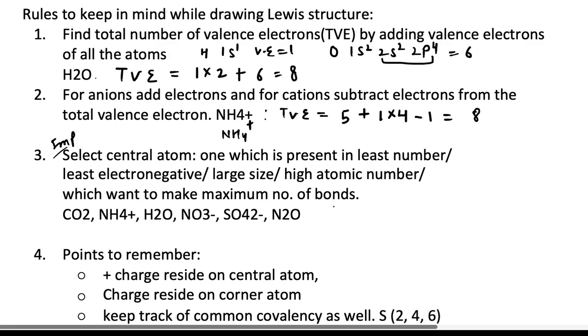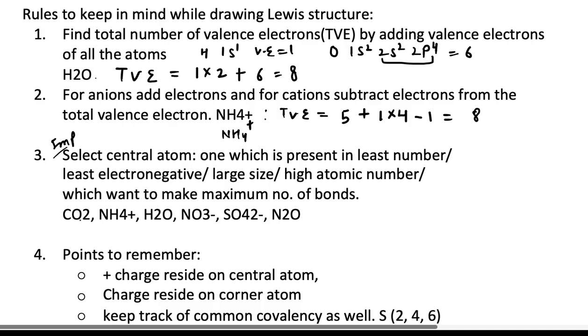If one atom is readily available to make 3 bonds and another 4 bonds, then definitely we'll go for the one which can make 4 bonds. For example, carbon. That will be our central atom. So keeping in mind these points, let's choose the central atom in these examples.